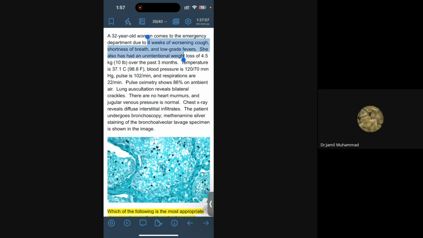Unintentional weight loss as well over the past few months. Bilateral crackles, diffuse interstitial infiltrates. What type of staining do we use with methenamine? Silver staining and bronchoalveolar lavage.